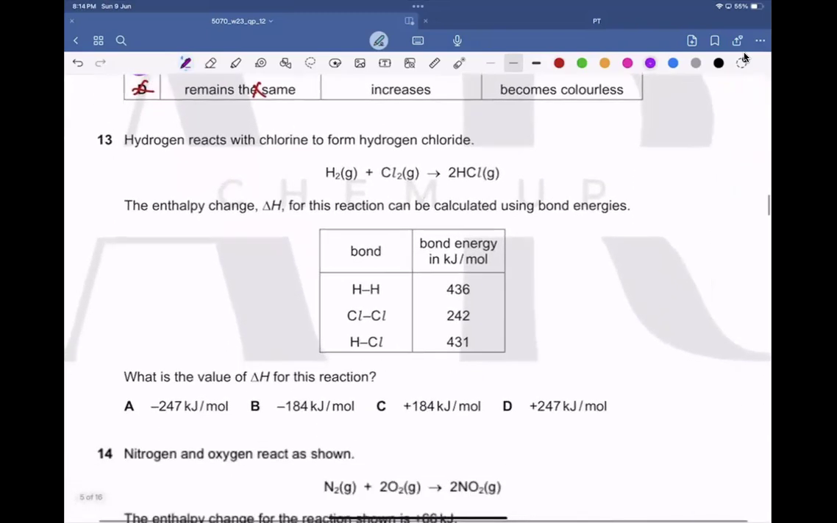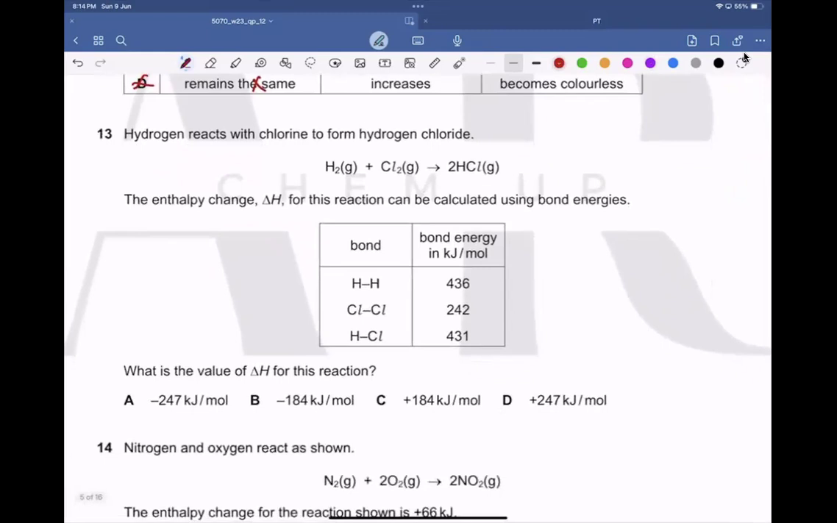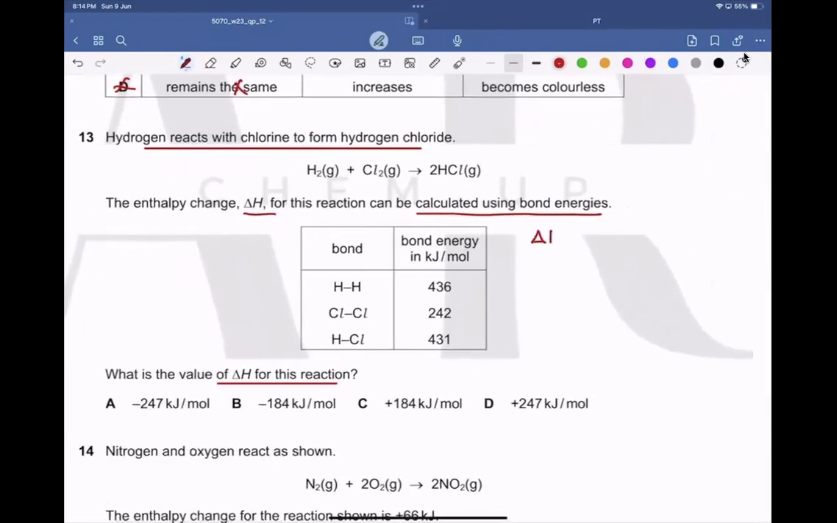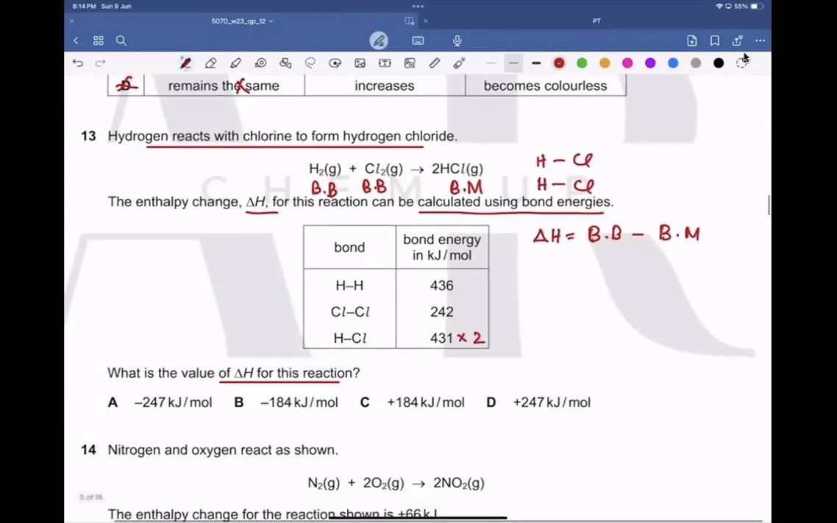Yes, very good, Khatija. Now, question number 13. Hydrogen reacts with chlorine to form hydrogen chloride. The enthalpy change for this reaction can be calculated using bond energies. What is the delta H value for this reaction? If you recall the formula, delta H equals bond breaking minus bond making. These are the bonds broken, and those are the bonds made. There are 2 moles of hydrogen chloride, so we have to times it by 2, and this stays 1. So bond breaking is 436 plus 242.